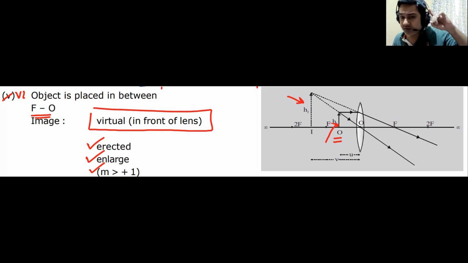Concave mirror was a converging mirror. Convex lens is a converging lens, similar to each other. Do we understand this? Yes, sir. I'll give you a minute to note it down.